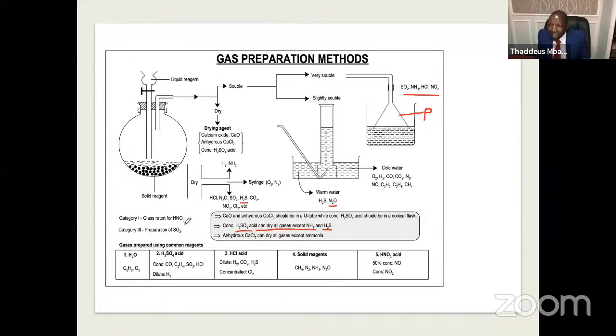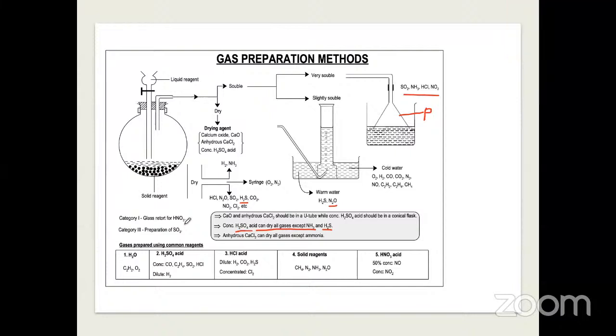Nitric(V) acid, we treat it as a gas. Because when you're preparing nitric(V) acid, you use concentrated sulfuric acid and potassium nitrate. When the reaction occurs, the nitric(V) acid distills off because it's highly volatile. So it is collected as a gas. That's why we are treating it as a gas: when you mix the concentrated sulfuric acid with potassium nitrate, the nitric(V) acid is highly volatile, distills off and is collected separately. Do you get the point now?